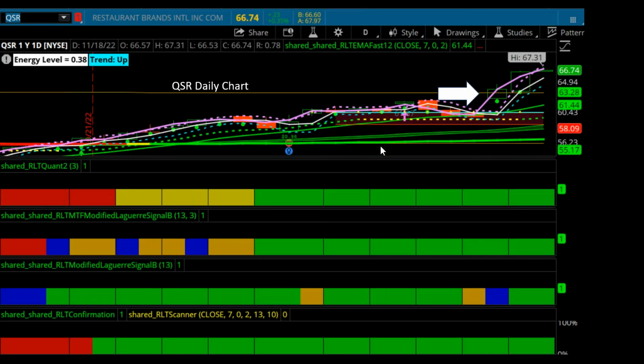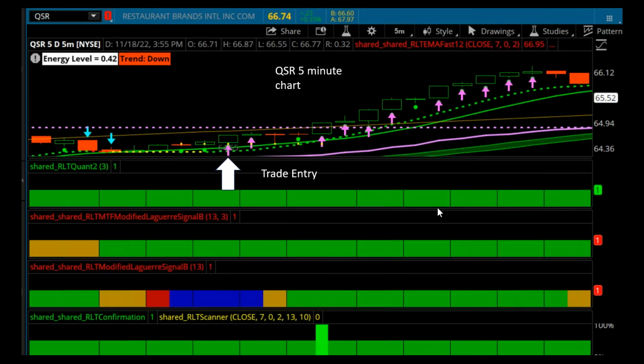So now I want to look at the 5-minute chart to determine where I want to get into this trade. I know the daily chart's bullish. Where do I want to get into the trade? So this is the 5-minute chart. Notice the stock's compressing. Everything is green or blue. And it breaks above the 15 EMA here with a pop out of the box symbol, telling me I'm coming out of compression. This is where I would get in.